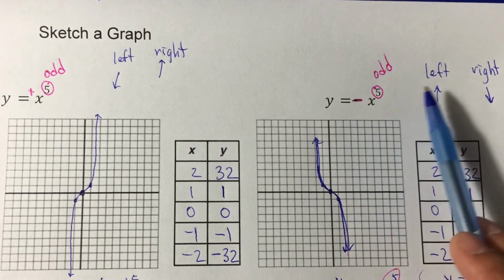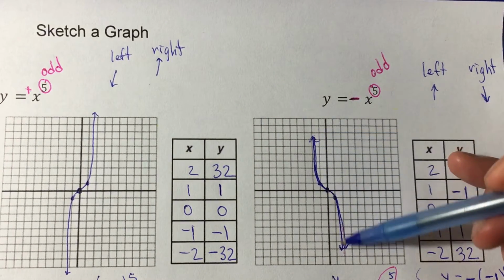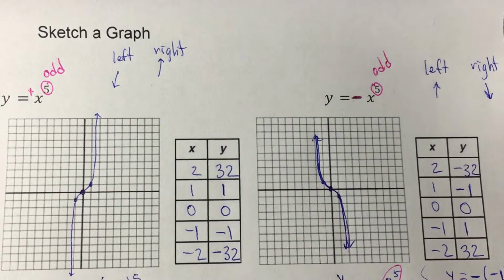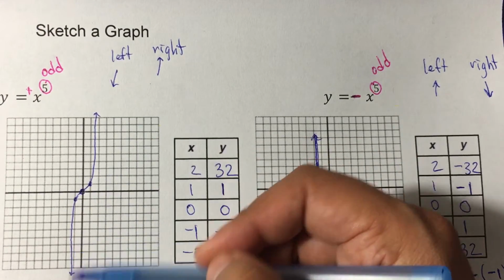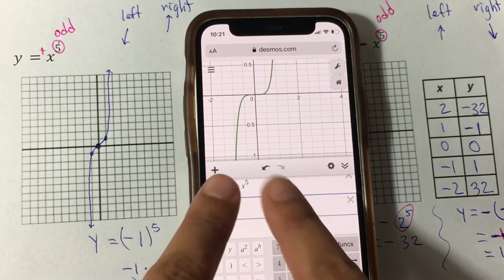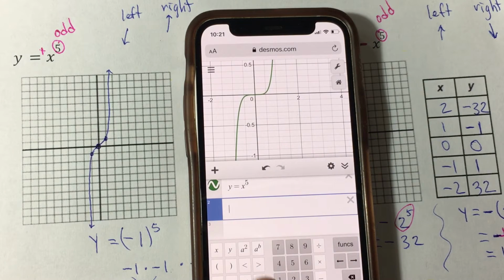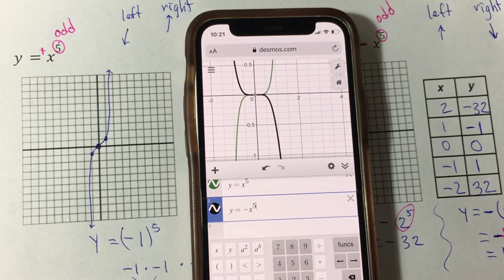If it's negative, it's going to go like this. If it's positive, one down, one up. But the one on the left is pointing down. Let me put, the positive is the green one. Now let's put y equals negative x to the 5th power. There it is.